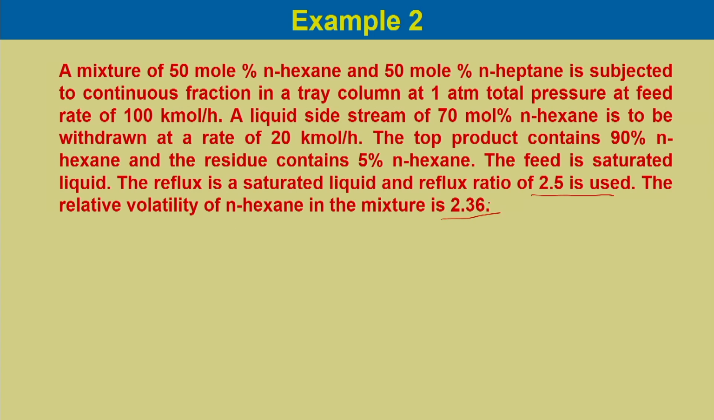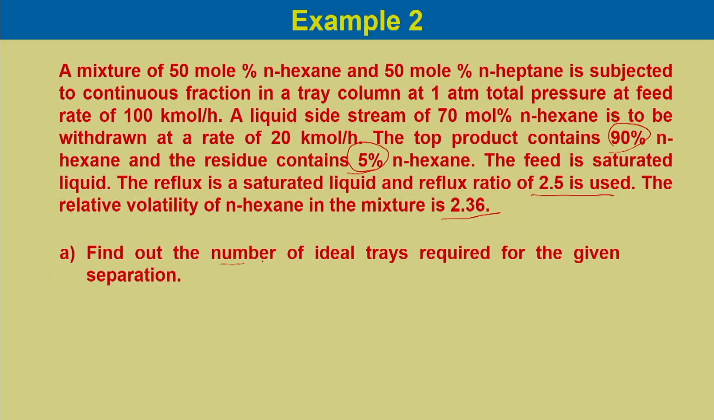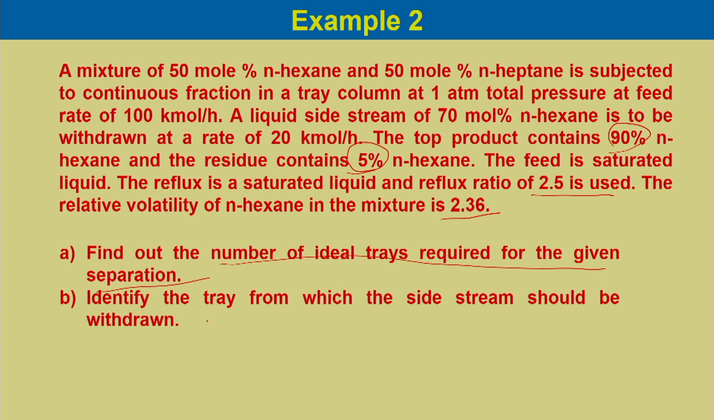Please note that although we will do the calculation, for example, based on 5 mole percent in the residue, as per the mass balance, if the product is 90% n-hexane, it has to be 10% n-hexane. But for the procedure to find the number of ideal trays required for a given separation, the calculation procedure would be the same. So, there will not be any difference, and also to identify the tray from which the side stream should be withdrawn, the procedure remains the same, but the calculations will change a little based on the actual mass balance.